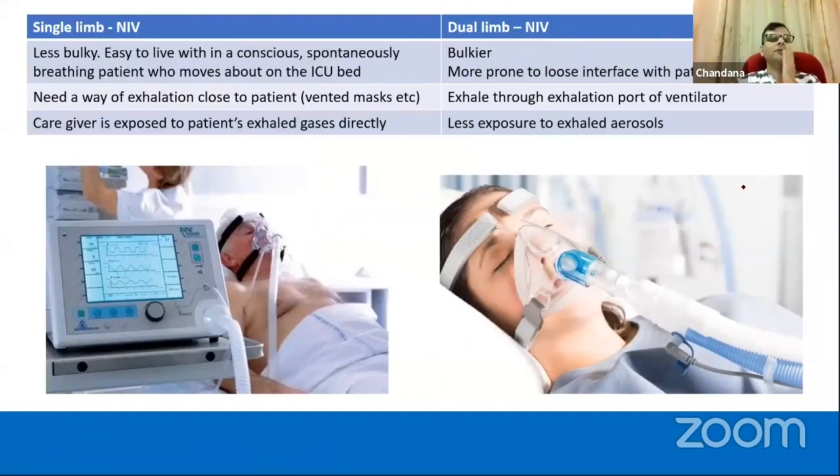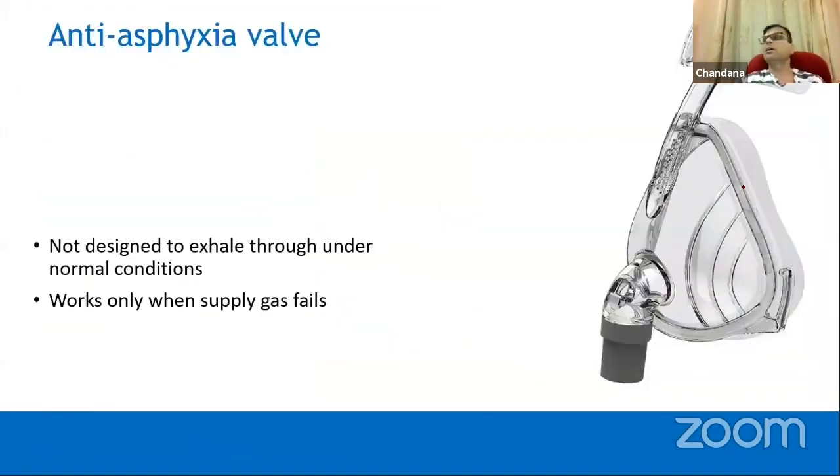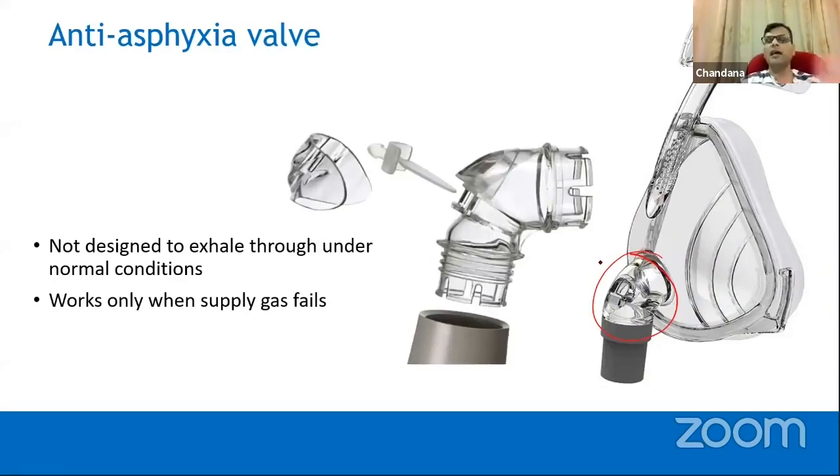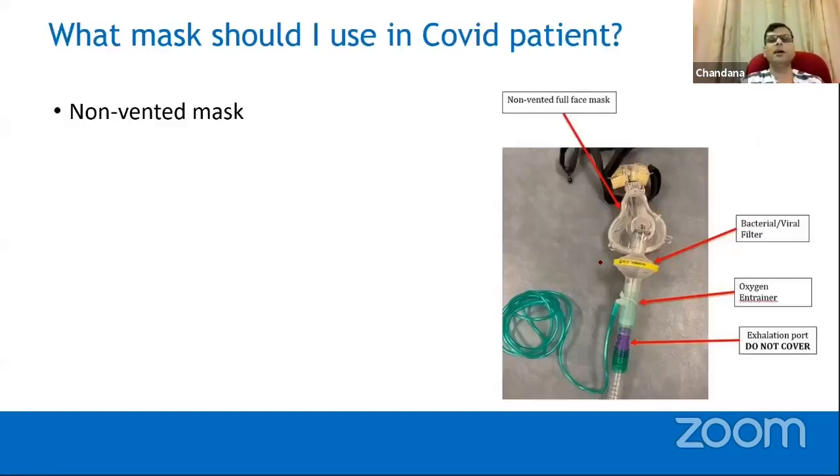Single limb devices are common because they are easy for the patient when they come. It's less bulky, but the problem is if you use, say, a vented mask, then you are exposed to the aerosols. I'm just going to skip this non-asphyxia valve for the moment, because if I have time, I'll come back to this one once again.